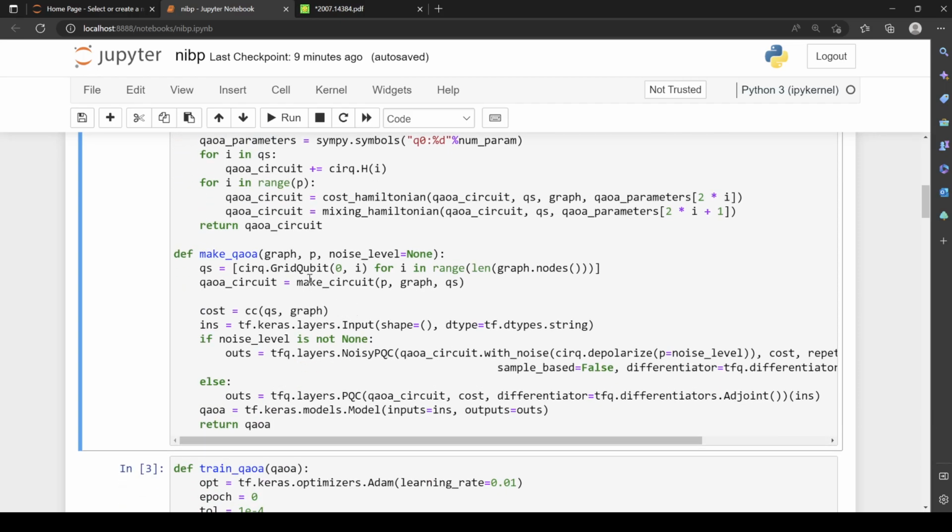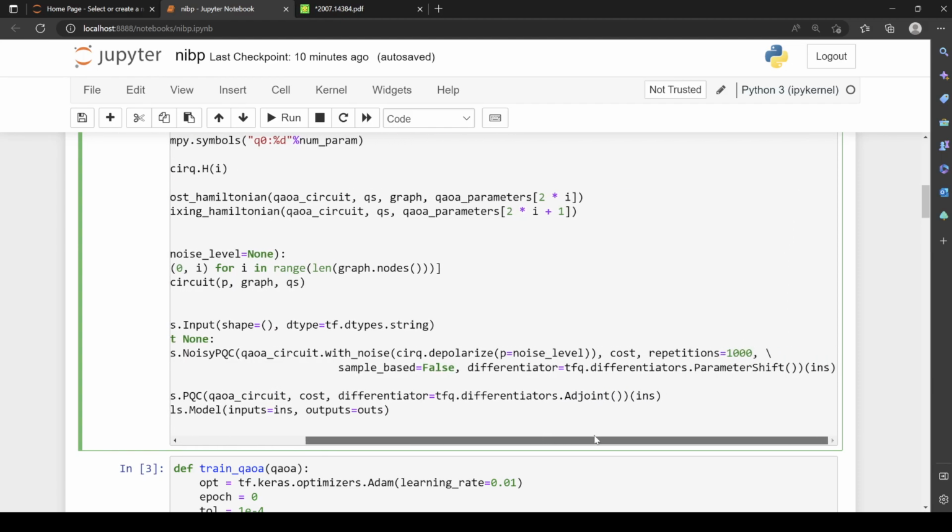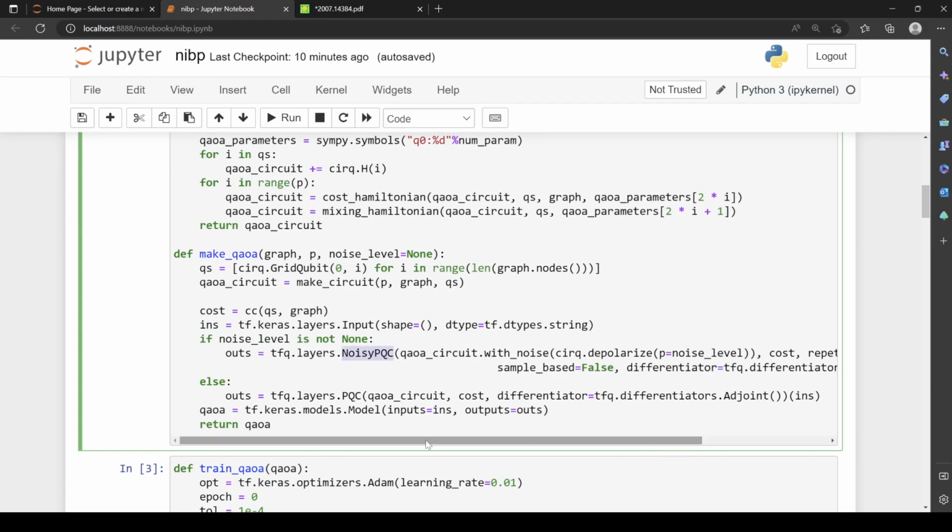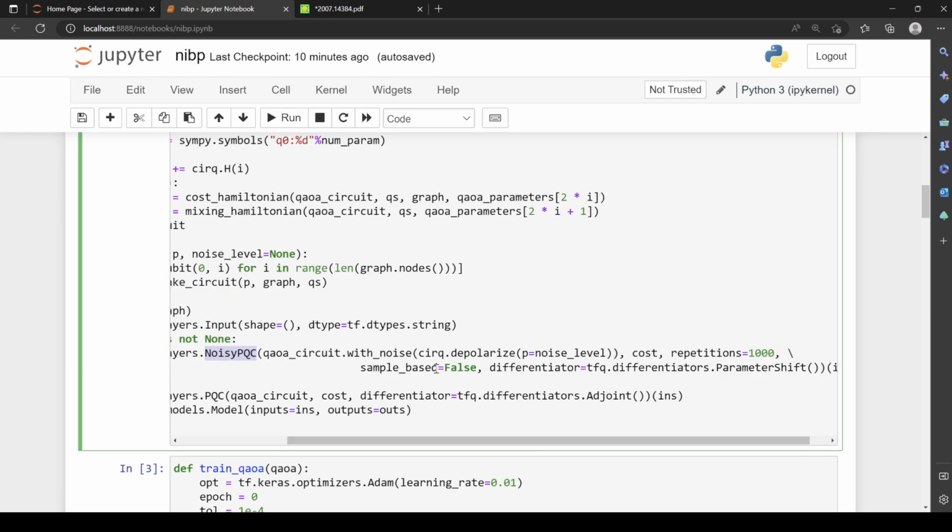And then we create our circuit by starting in the equal superposition state and then adding cost and mixer Hamiltonians sequentially. We can make our QAOA object in TensorFlow Quantum with our standard qubits, and then depending on what the noise level is, for noiseless, obviously I don't want to waste time with parameter shift because it would give me the same results, so I'm just going to use adjoint differentiation. But for noisy ones, I do in fact use the noisy PQC model and use repetitions of 1,000 with the parameter shift differentiator.